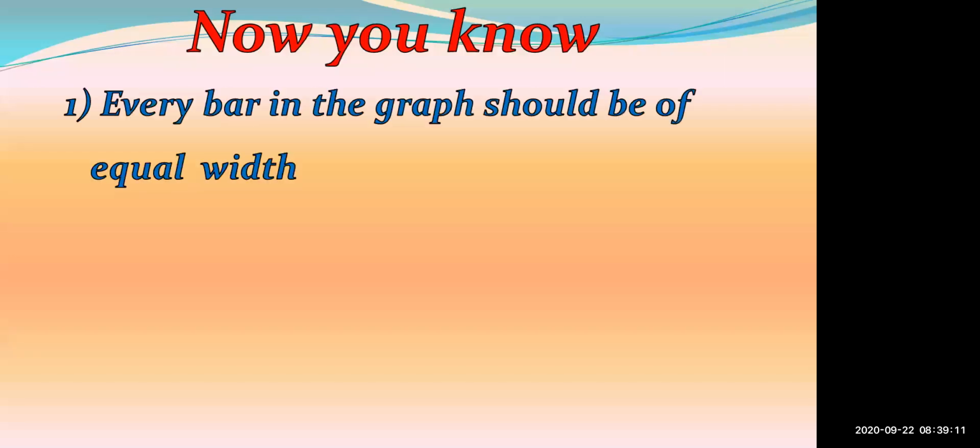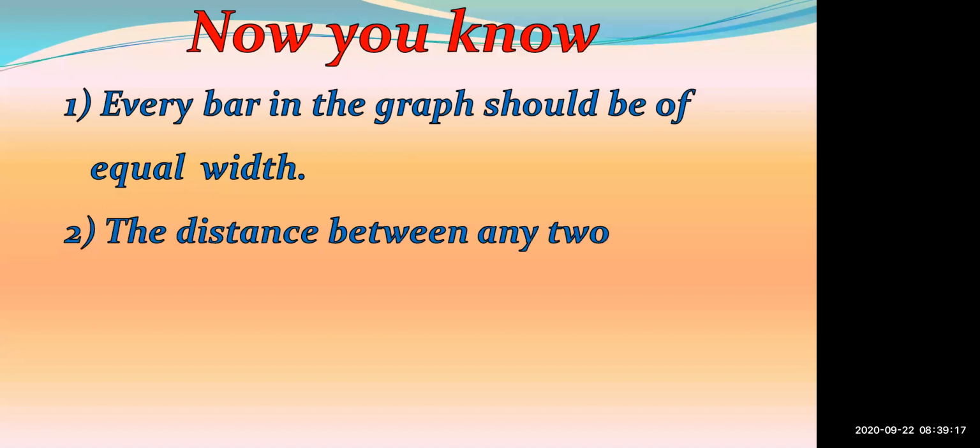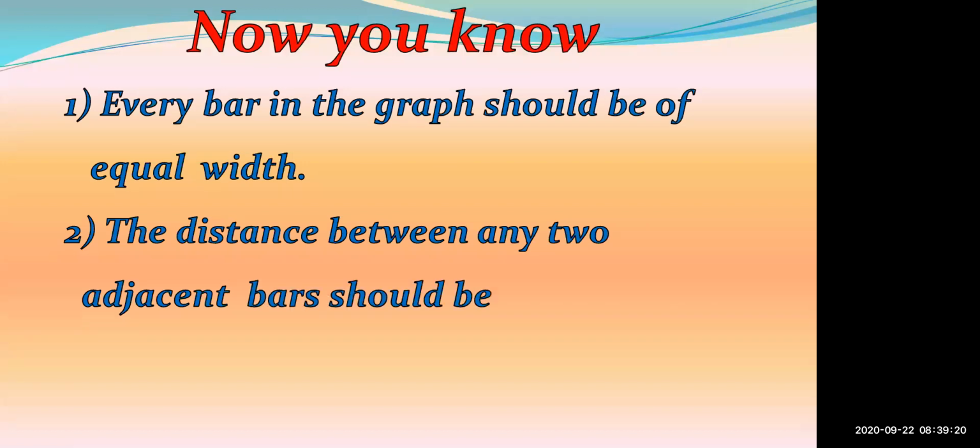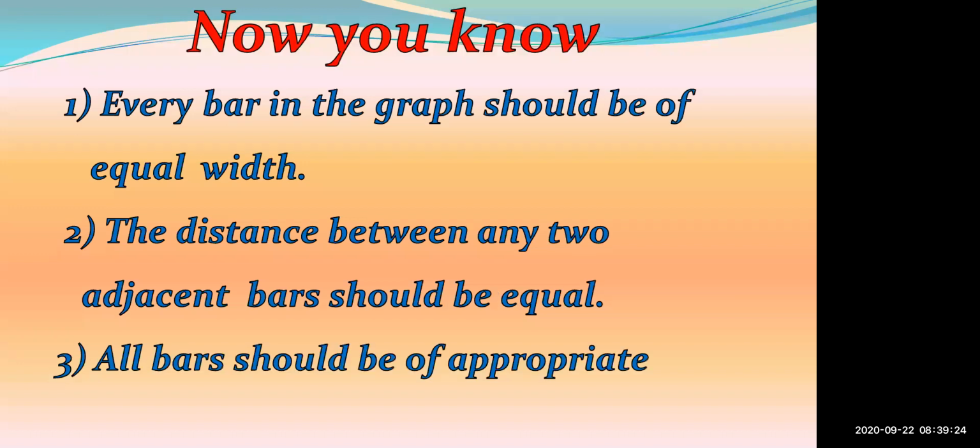Now you know. What do you know now? Every bar in the graph should be of equal width. Then the next statement, what is given? The distance between any two adjacent bars should be equal. And what is our third statement here? All bars should be of appropriate heights.